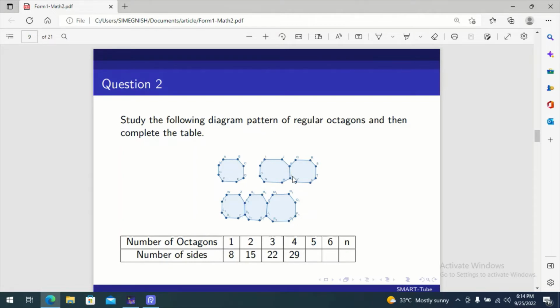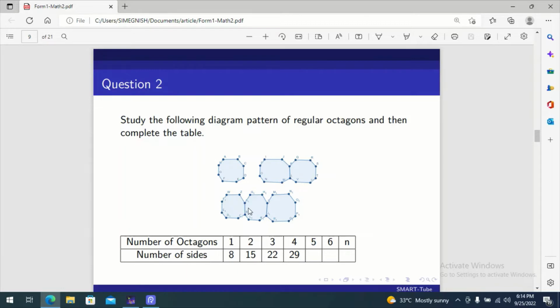For the second figure, as you see, the two octagons share one side here. If we had two independent octagons, then we would have 16, 8 plus 8, we have 16. But here they share one side. That means we will subtract 1, so we will have 15.